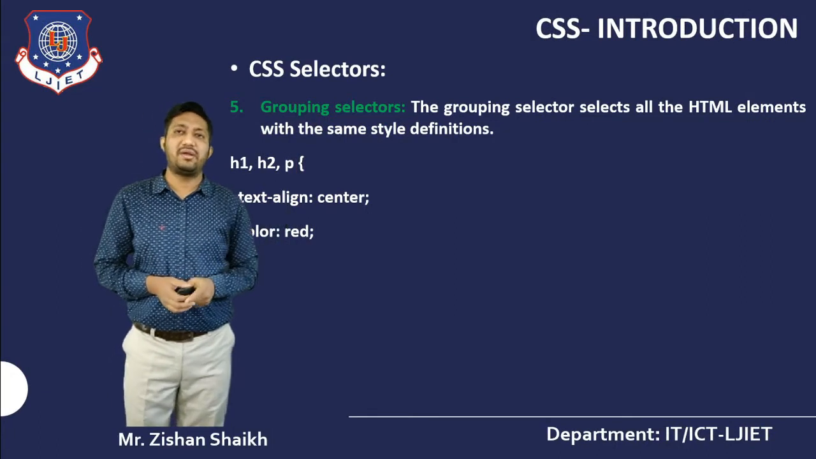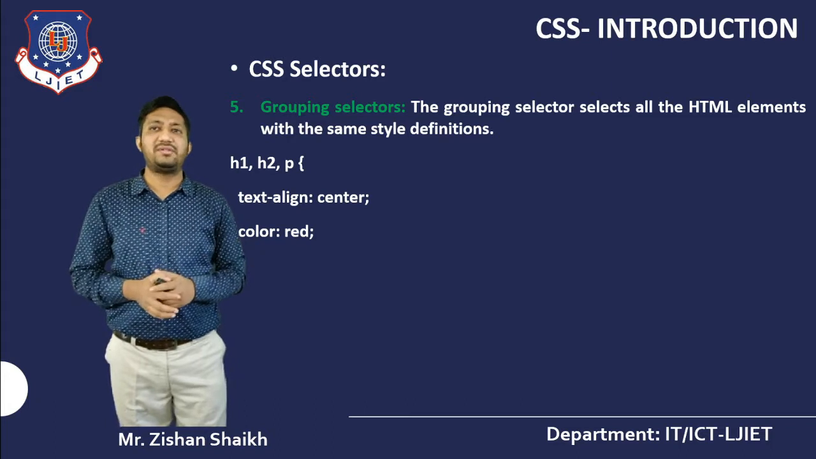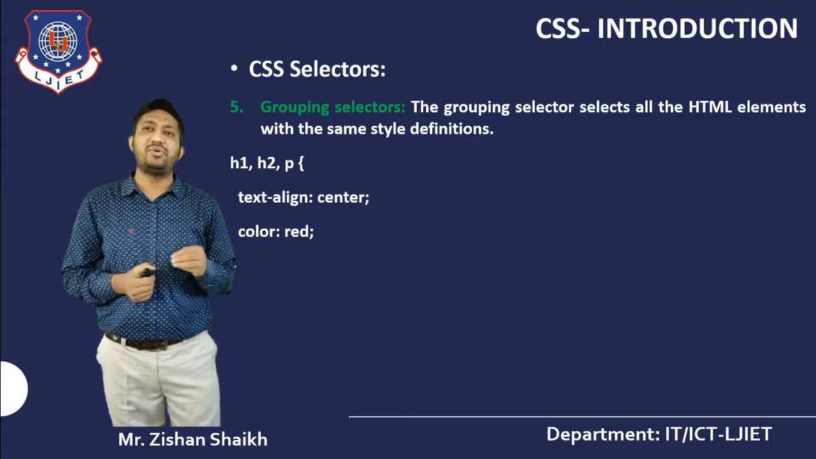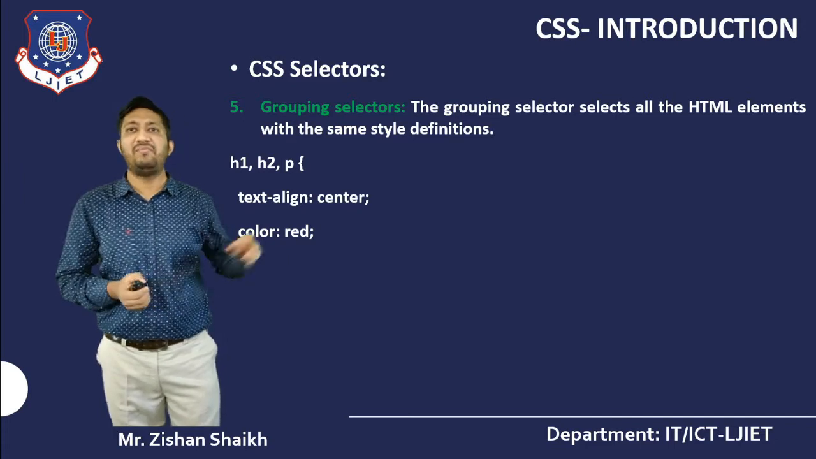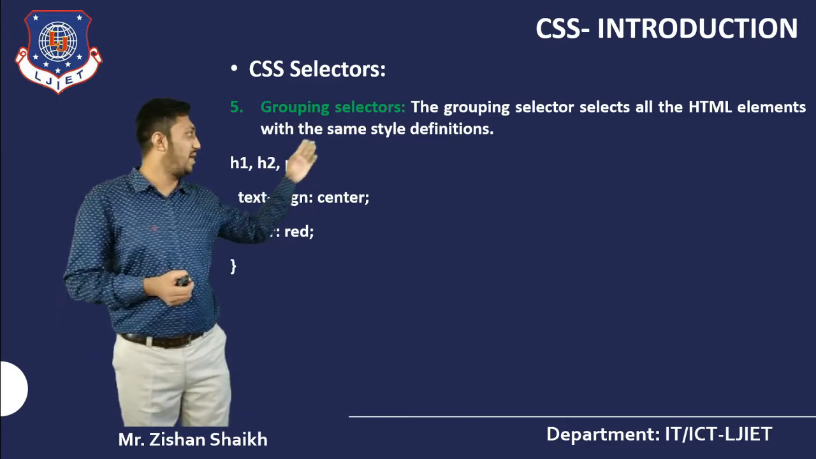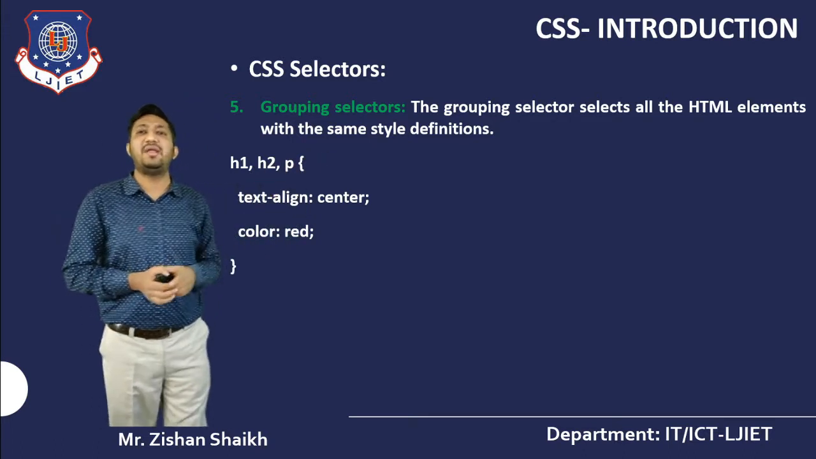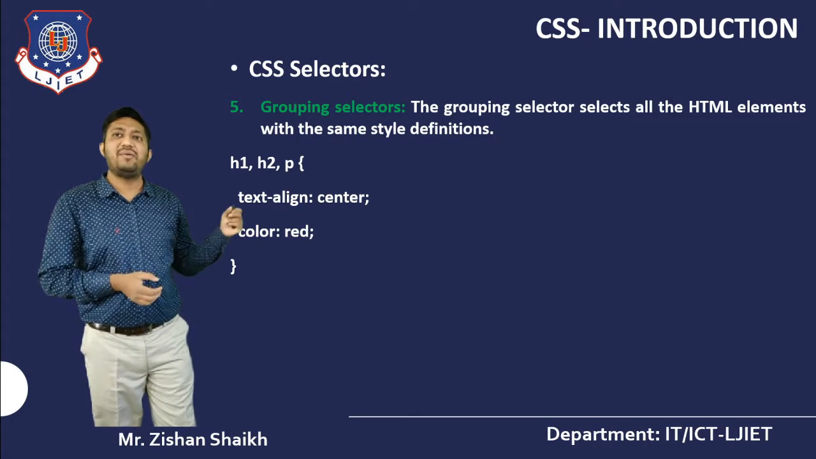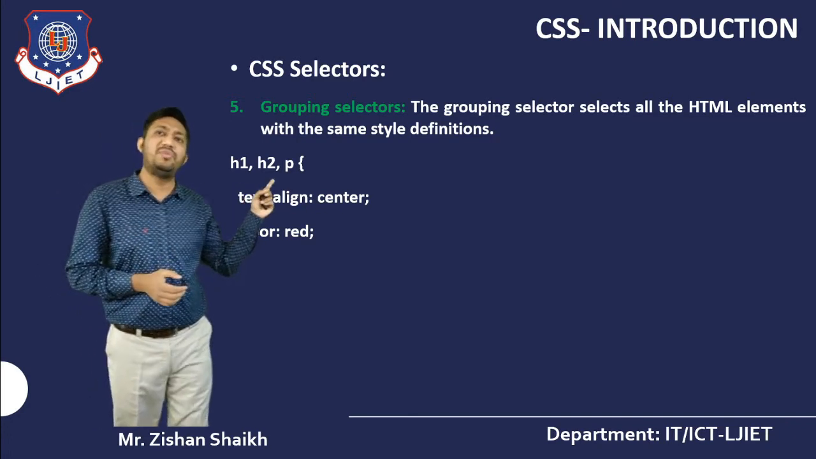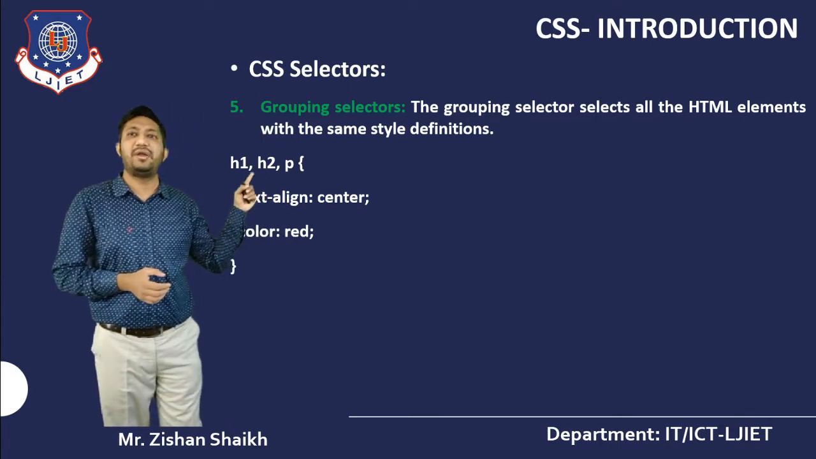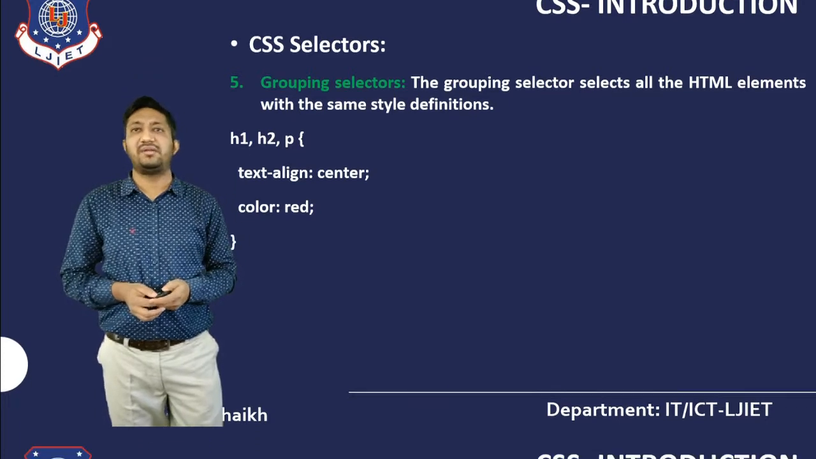Next is the grouping selector. Suppose in my HTML I have 10 elements, but from those I want to assign the same property value to 3 elements, then we can use the grouping selector. Here we have h1, h2 and p. Three elements are taken, and I want to assign the same property value to all these 3, then we can group these 3 elements separated by commas. So this is all about the CSS selectors.